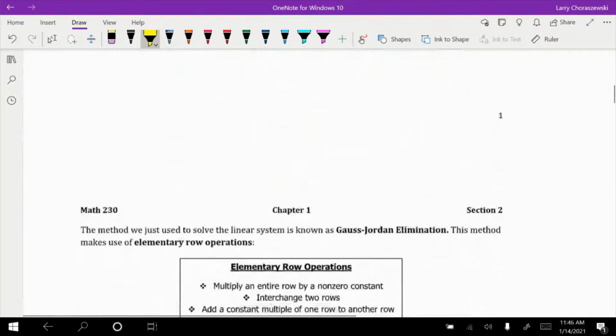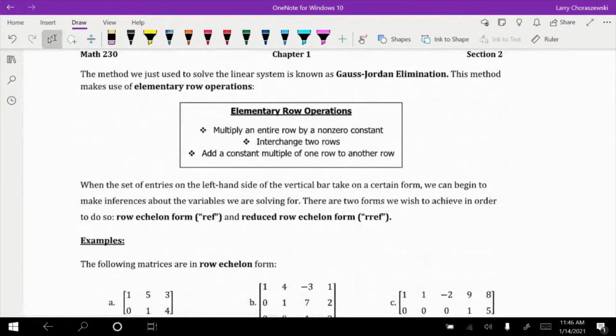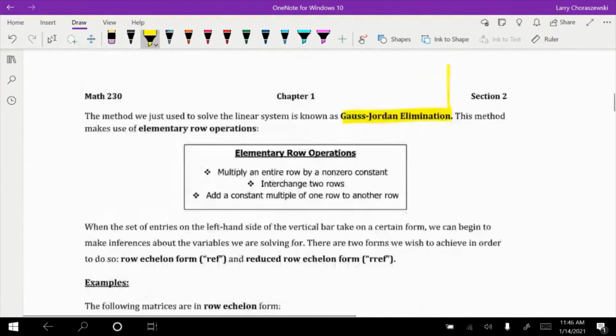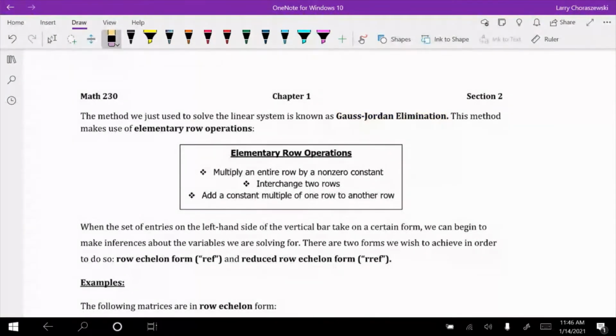And the name of that process is known as Gauss-Jordan Elimination. Named after the two mathematicians that discovered this. Now, Gauss-Jordan Elimination and Gaussian Elimination are related to each other. Gauss-Jordan Elimination happens to take a few more steps than Gaussian Elimination, but both will help you to arrive at the values of the variables. They won't change their numbers regardless of which method you use.